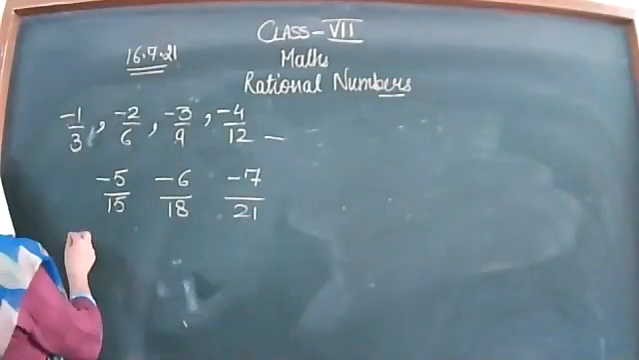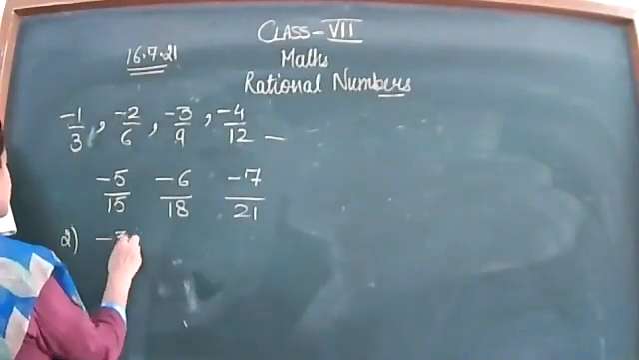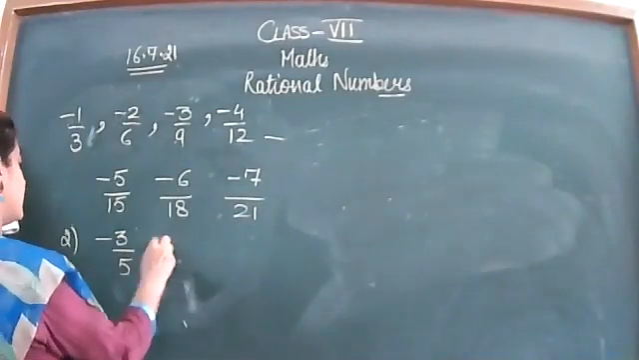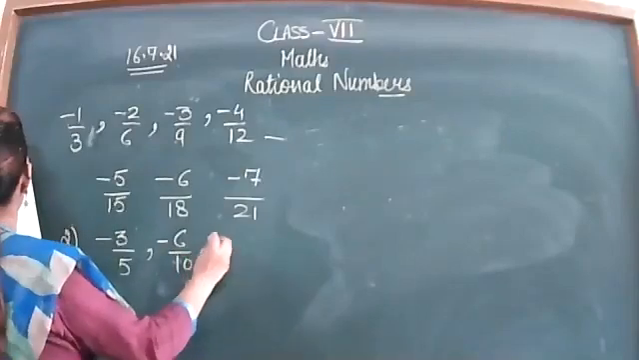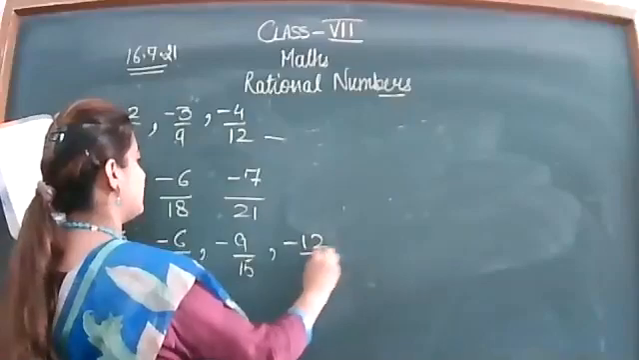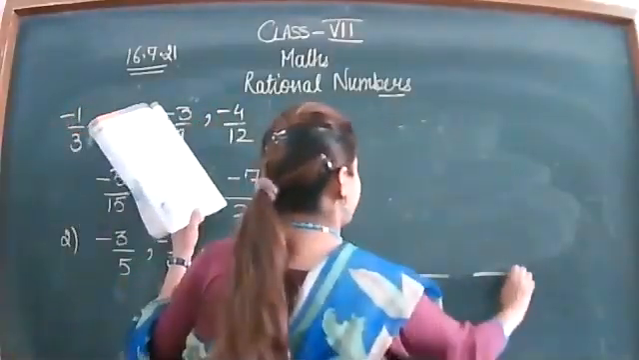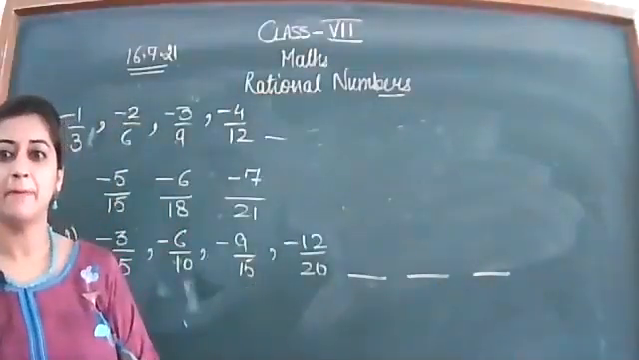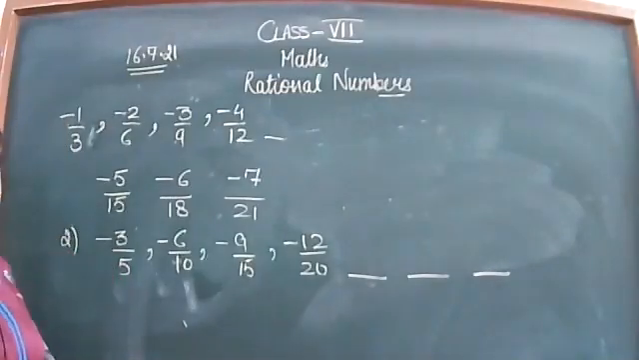Please start this second question. -3/5, minus 6 by 10, minus 9 by 15, minus 12 by 20. Do it, beta. Check the pattern in the numerator as well as in the denominator and continue in the same manner. Hurry up.